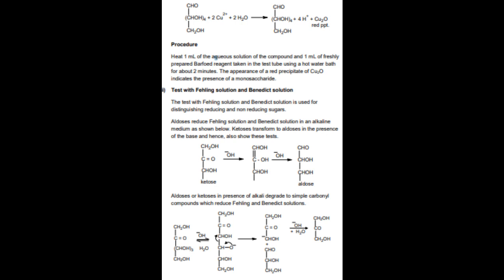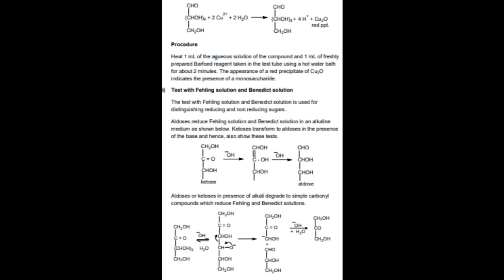Procedure. Fehling test. Mix 1 ml each of Fehling solution A and B in a test tube and add 1 to 2 ml of the aqueous solution of the compound to it. Heat the test tube for 1 to 2 minutes. The appearance of red precipitate indicates the presence of the reducing sugar.